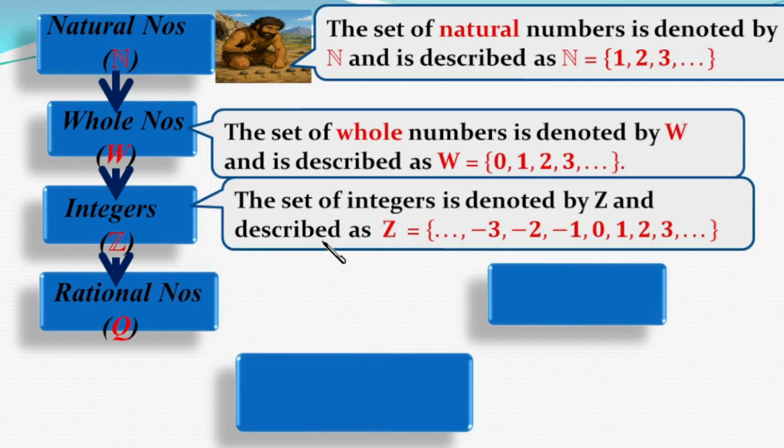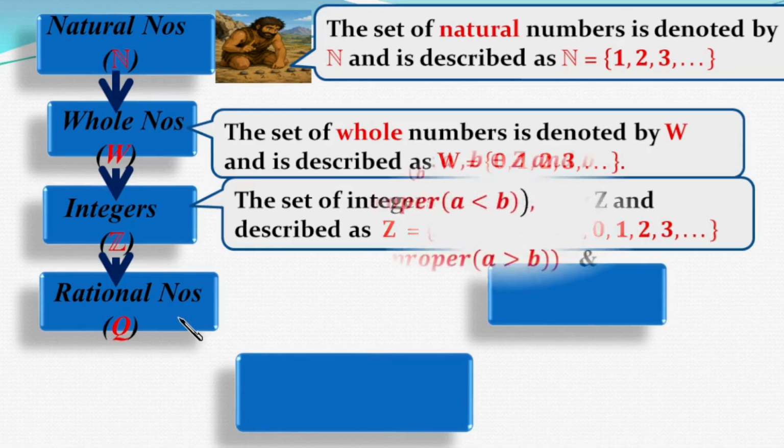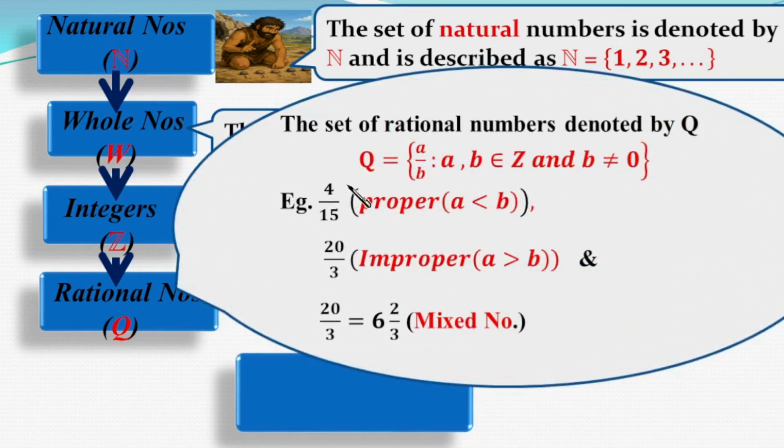Still, the set of integers will not solve every real-life problem. Because of that, they define the set of rational numbers. The rational numbers, denoted by Q, are a set containing a over b, where a and b are integers, provided b is different from 0. So any integer over a non-zero integer will give us a rational number. We can also call a over b a fraction, provided b is different from 0.